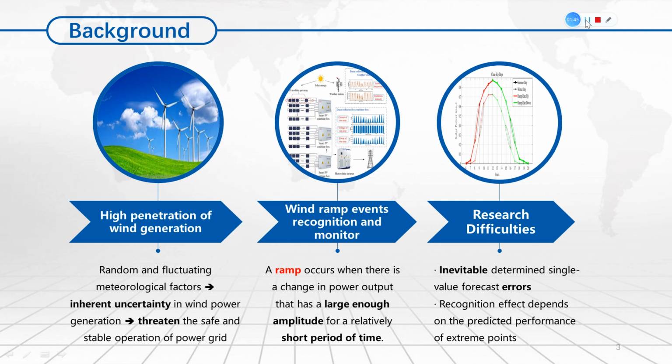The existing work usually obtains the generated power value first and then detects ramps in the power sequence via specific definition standards. But these indirect methods often ignore the extreme samples for the purpose of reducing the overall forecast error, which leads to the loss of ramp information and the under-reporting of ramp events.